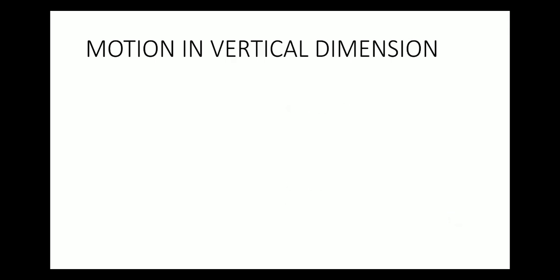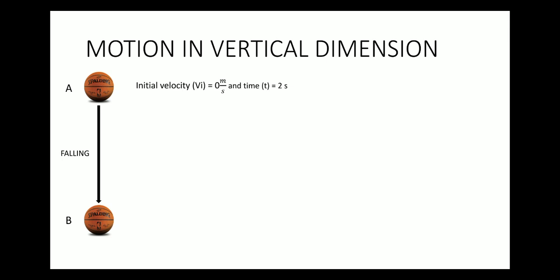Now, let's proceed with the motion in the vertical dimension. Suppose we have a ball that is going downward, or from point A to point B, the ball is falling. As you can see, the direction of the ball is in vertical motion. Let's say the initial velocity of the ball is 0 meters per second, and the time it takes for the ball to fall to the ground is 2 seconds. Take note that the ball falls at a constant acceleration equal to 9.8 meters per second squared, also called the acceleration due to gravity, g.